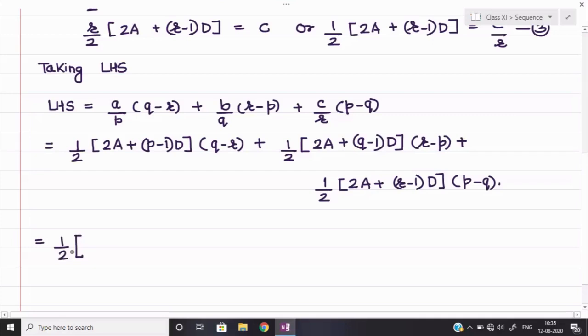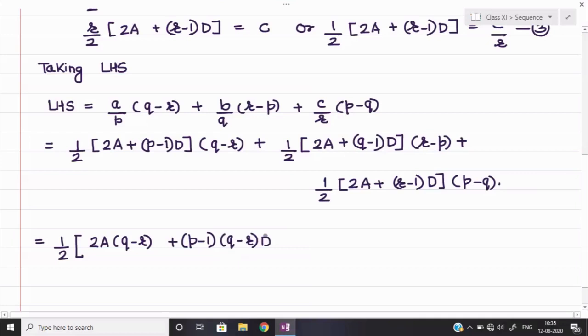Okay, now one more thing: Q minus R, R minus P and P minus Q, I am multiplying in the respective bracket also. So first of all I will get here 2A into the bracket Q minus R, plus P minus 1 into Q minus R into D. D we can write down later. So P minus 1 into Q minus R into D.